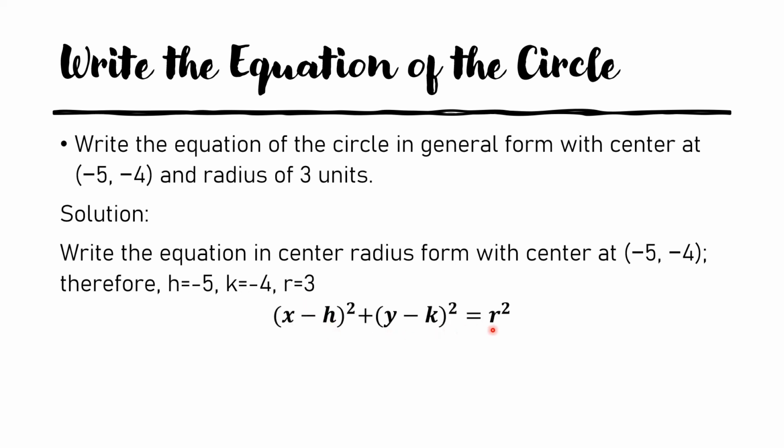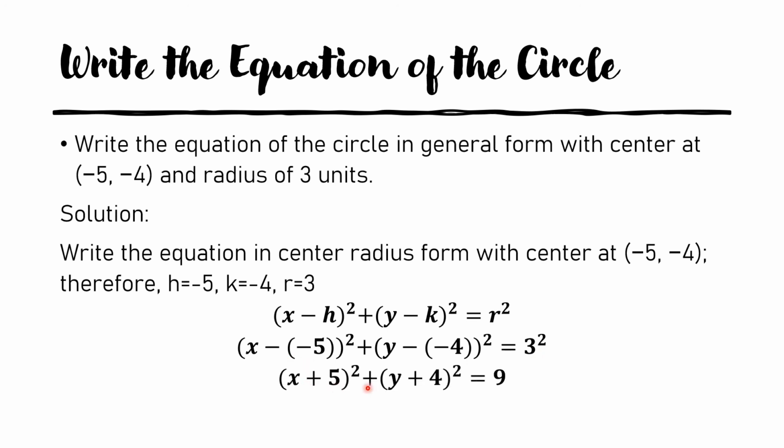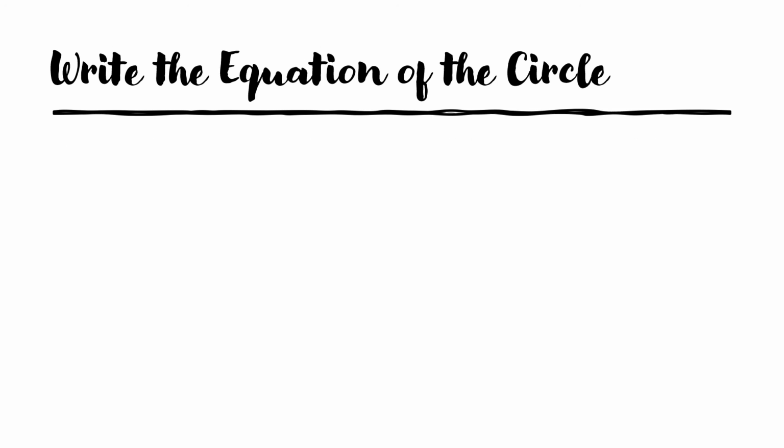So, using center-radius form, yung (x minus h) quantity squared plus (y minus k) quantity squared equals r squared, pwede nating isubstitute yung h natin and k. We have (x minus negative 5) quantity squared plus (y minus negative 4) quantity squared equals 3 squared. So, pag sinimplify mo tong x minus negative 5, magiging x plus 5 siya. Same with y minus negative 4, magiging y plus 4 siya. And 3 squared is equal to 9. So, ito na yung ating center-radius form. Pero, kailangan pa natin siya i-convert sa general form.